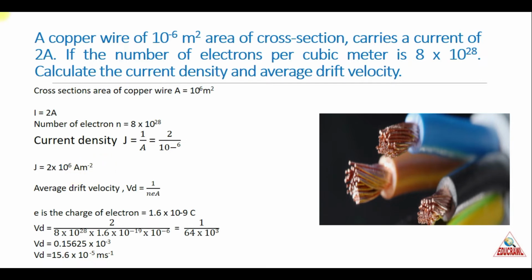Next, we have to find the average drift velocity. The expression for drift velocity is V suffix D is equal to I by NEA. So, substituting the number of electrons N, E is the charge of the electron, A is the area, we get the formula Vd is equal to 2 divided by 8 into 10 power 28 into 1.6 into 10 power minus 19 into 10 power minus 6. And finally, we get the answer as 1 divided by 64 into 10 power 3, which is equal to 0.15625 into 10 power minus 3, which is equal to 15.6 into 10 power minus 5 meter per second.